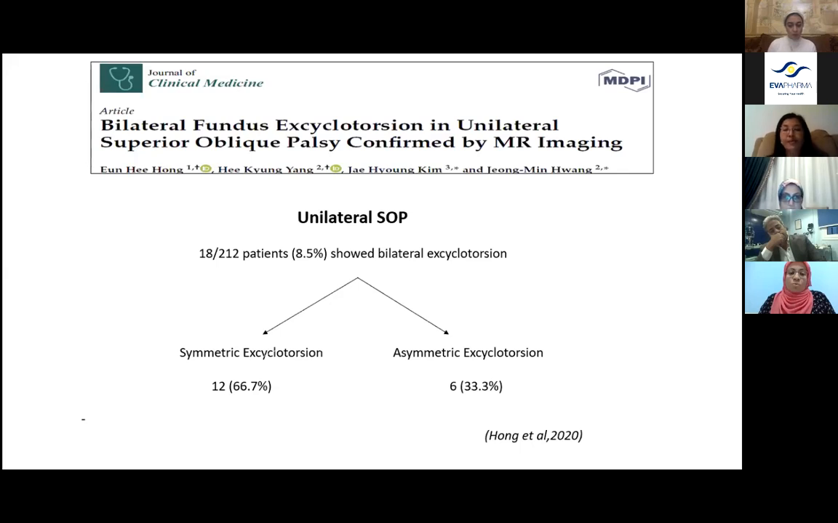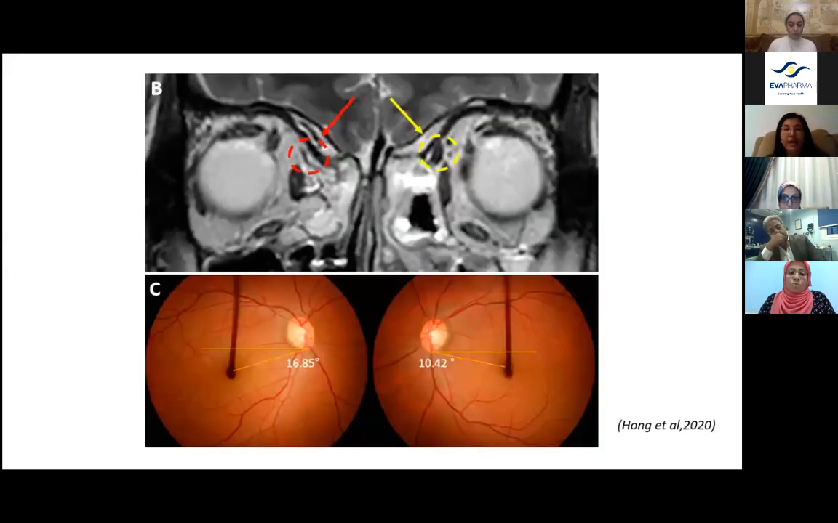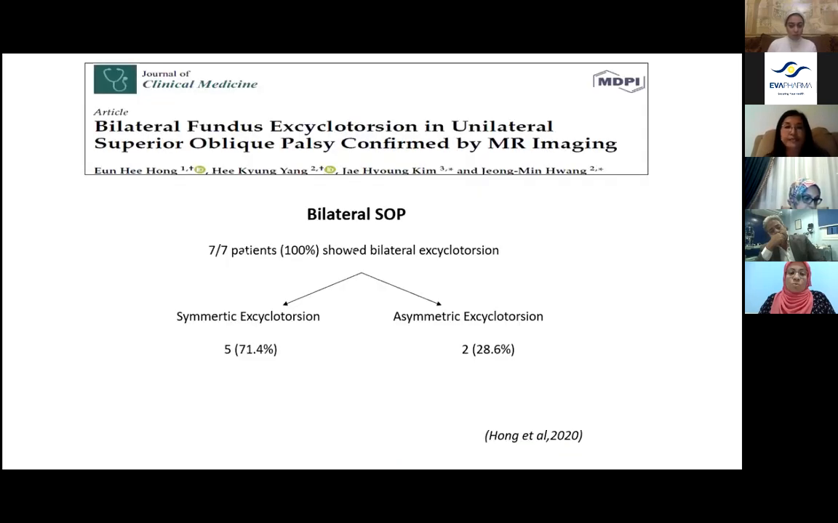So 8.5% of cases with unilateral superior oblique palsy can show bilateral excyclotorsion even when the superior oblique palsy was strictly unilateral. This is the MRI of one of the patients in their series. You can see the red arrow pointing to the hypoplastic superior oblique muscle, and you can see the bilateral excyclotorsion in the same patient.